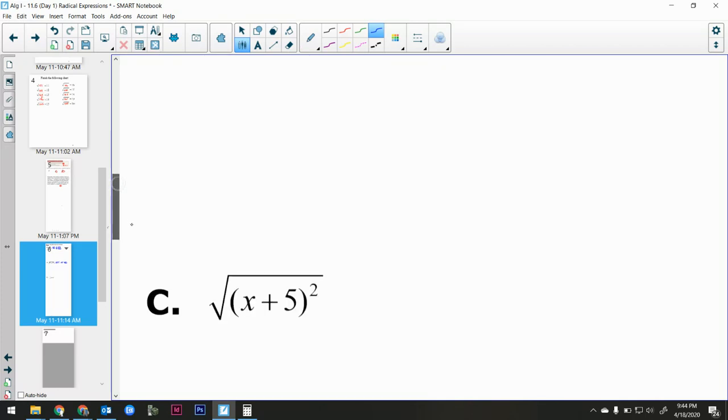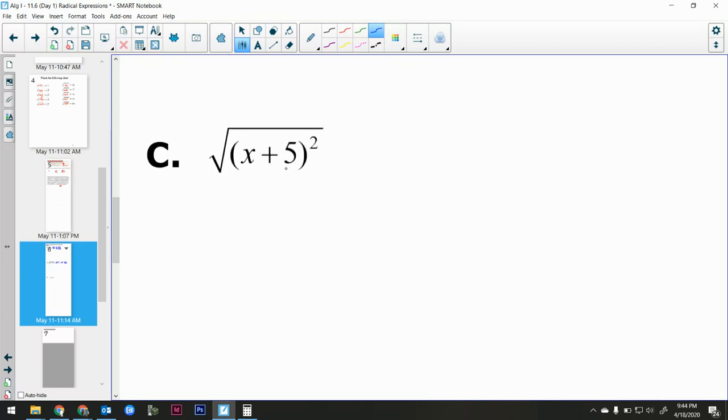Okay, let's keep it rolling. Now, remember that this and this will cancel each other out. Right? So the square root of x plus 5 squared, those will cancel each other out, leaving us just with an x plus 5, and that's my answer.